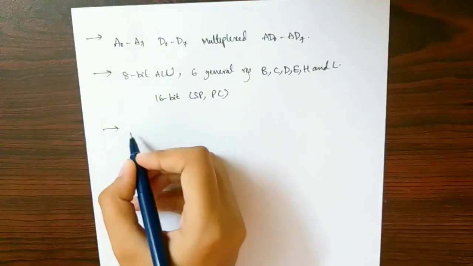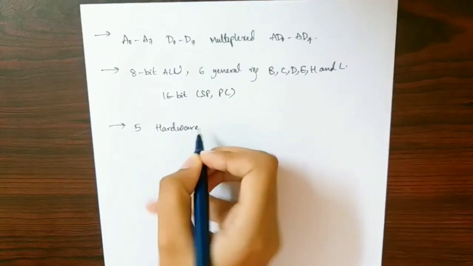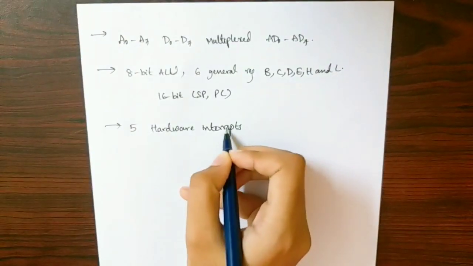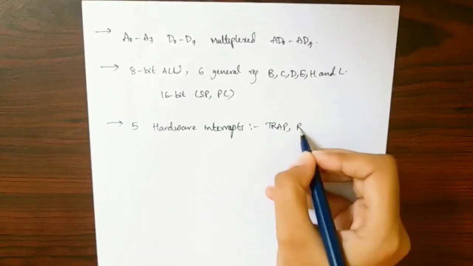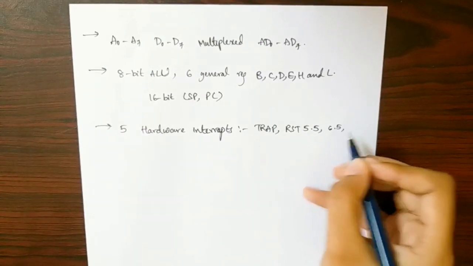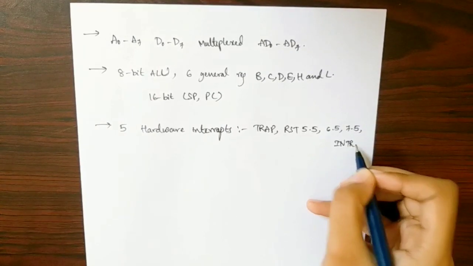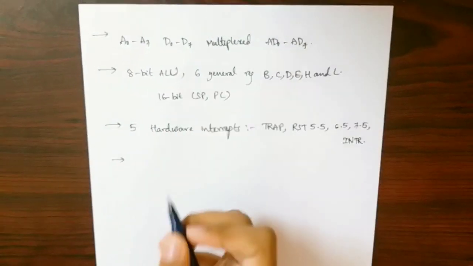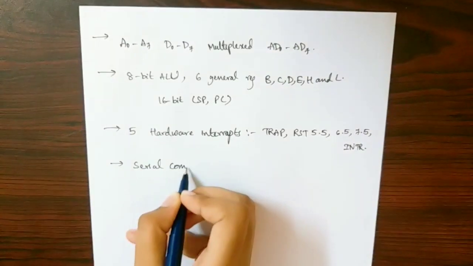And the 8085 microprocessor provides 5 hardware interrupts. Those are TRAP, RST 5.5, RST 6.5, RST 7.5 and INTR. And the 8085 microprocessor provides serial I/O control, which allows serial communication.